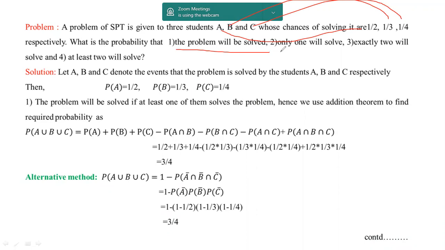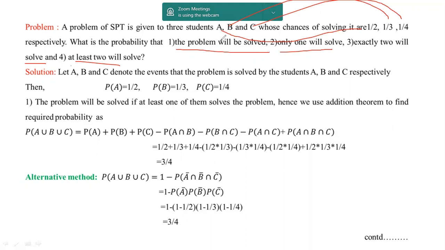Then what is the probability that the problem will be solved? Or the second question: only one of them will solve it. Exactly two of them will solve it. At least two will solve. So they are asking multiple questions. In the first question, the problem should be solved, so either one student or two students or three students, any one of them jointly, the problem should be solved. So we have to get the probability.